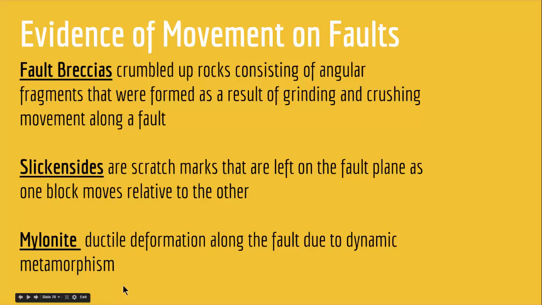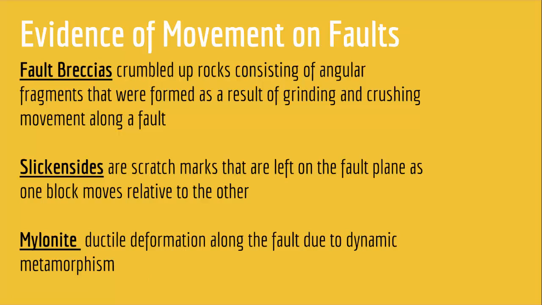And finally, mylonites are ductile deformation along the fault due to dynamic metamorphism. We have talked about this in previous videos. We have talked about dynamic metamorphism and how in a region where a fault exists, when movement in this fault occurs, due to the high pressure creating high temperature, we have ductile deformation and we call it mylonite. Since we have ductile deformation, this is evidence of movement on the fault.